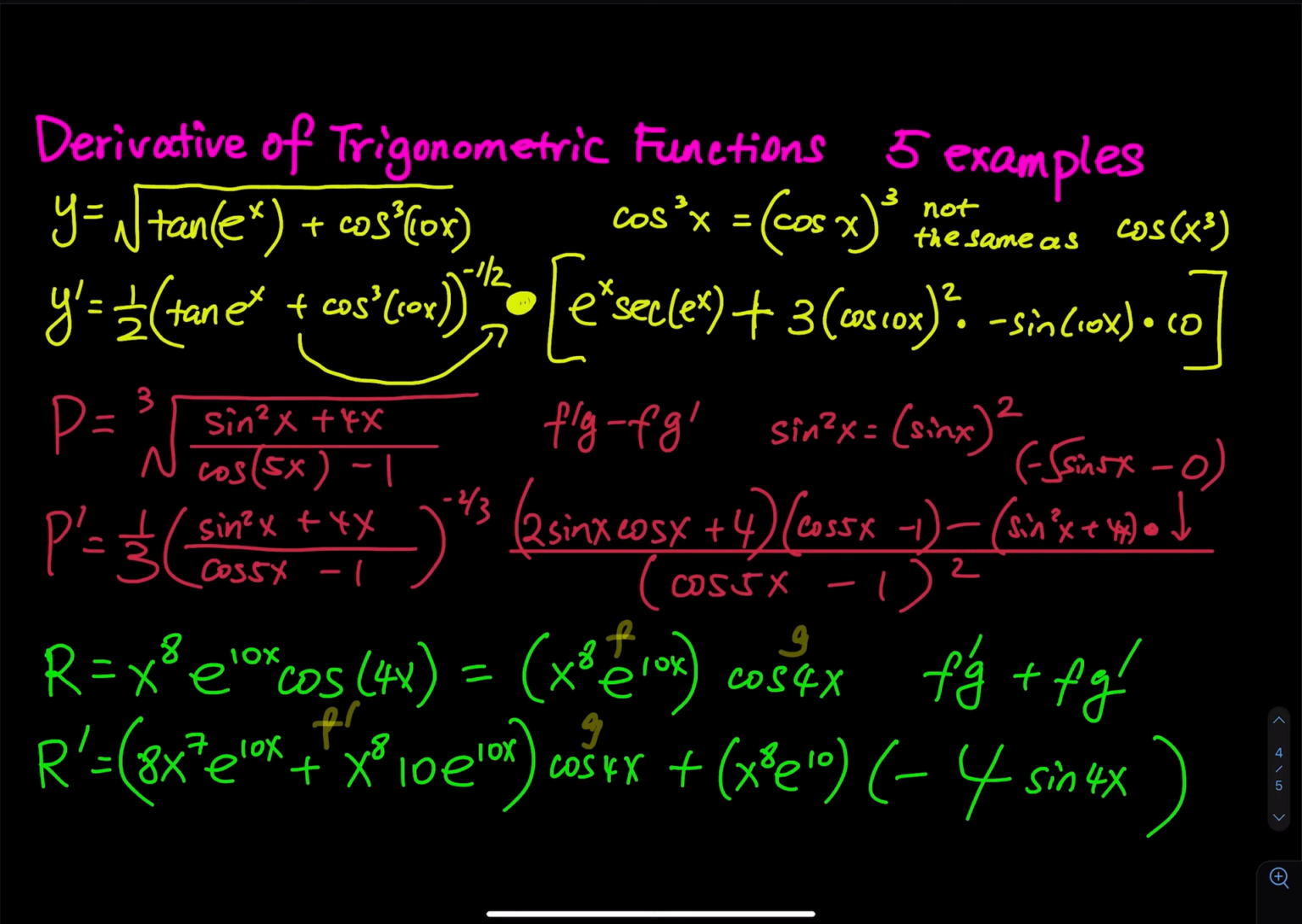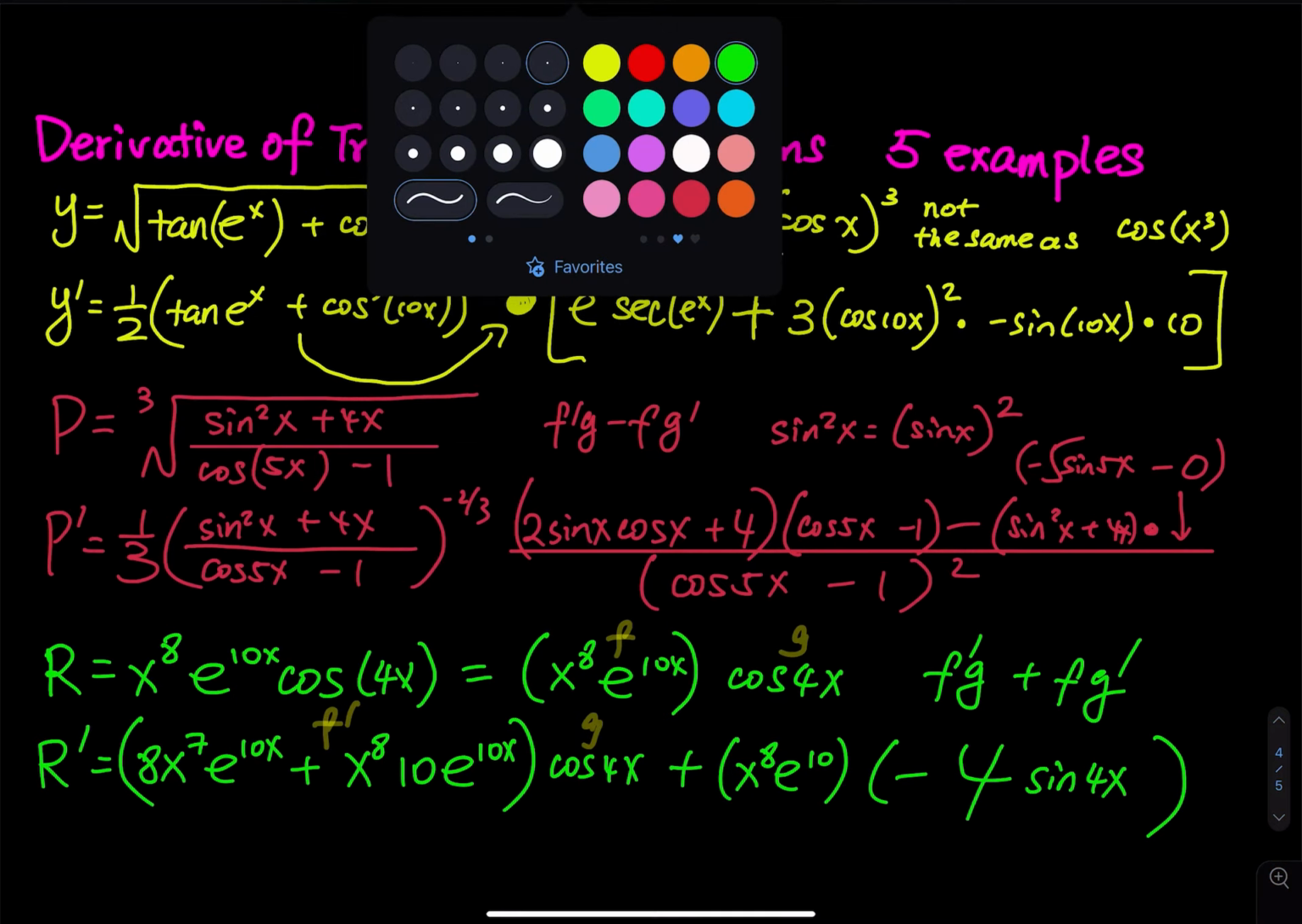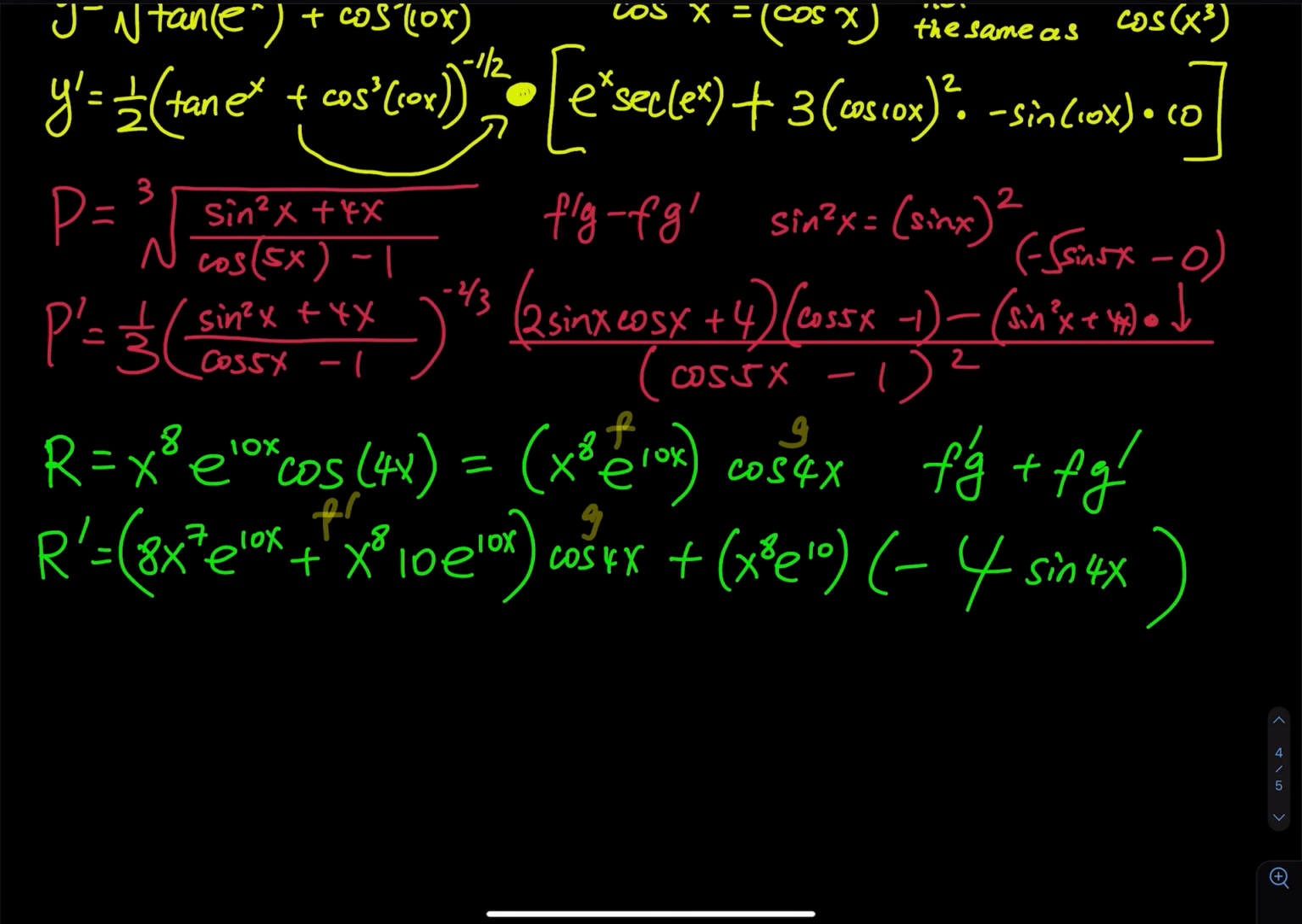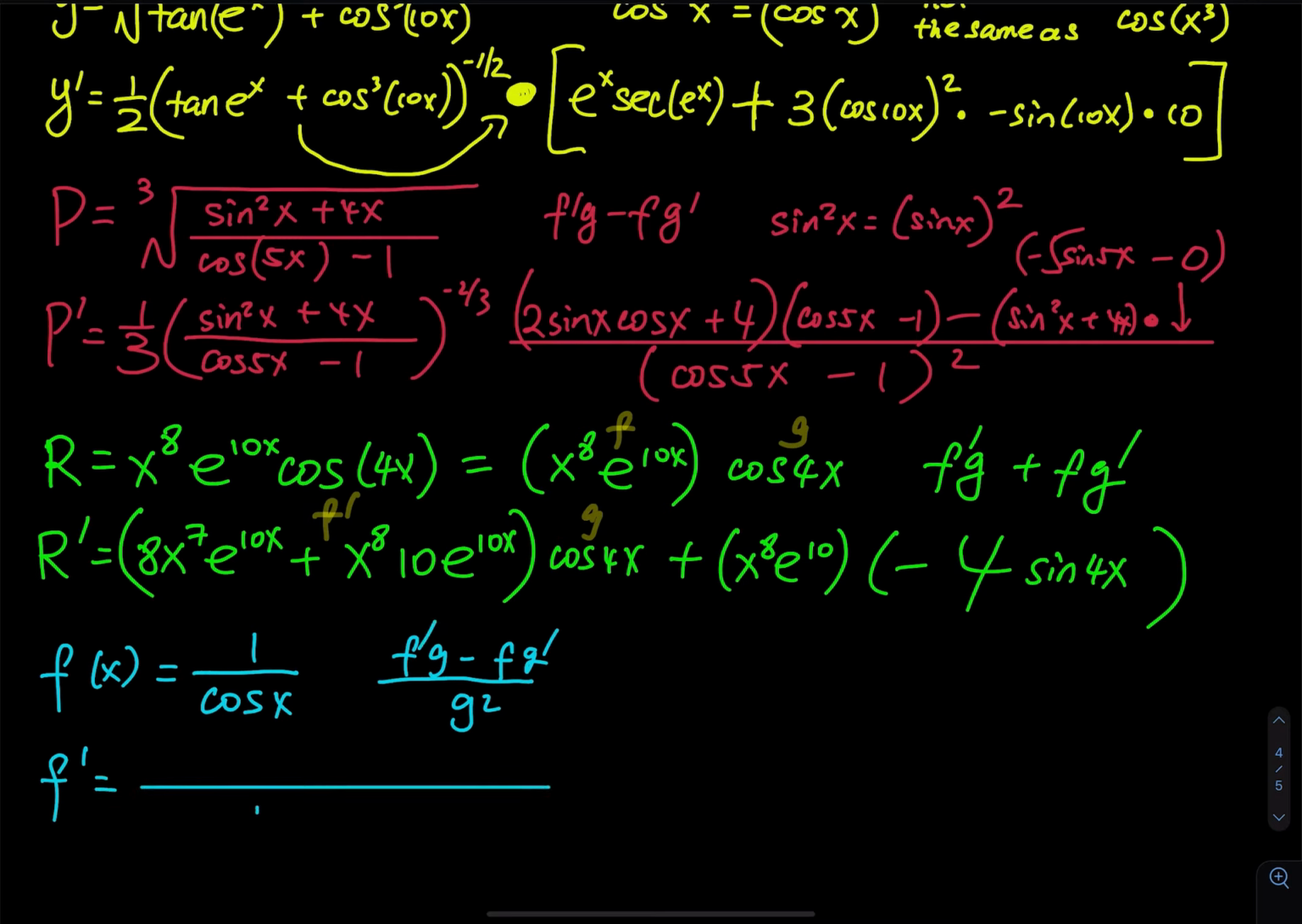What's the next one? The next one, let's do something easier. How about this? How about f of x equals 1 over cosine x? There are 2 ways to do it. So the first way is you walk through the quotient rule. The quotient rule is f prime g minus f g prime, divided by g squared. So you get a g squared, so that is a cosine squared of x. And then f prime, this is a 0 times cosine, and then minus 1, the derivative of cosine is negative sine. So that gives you a 0, right?